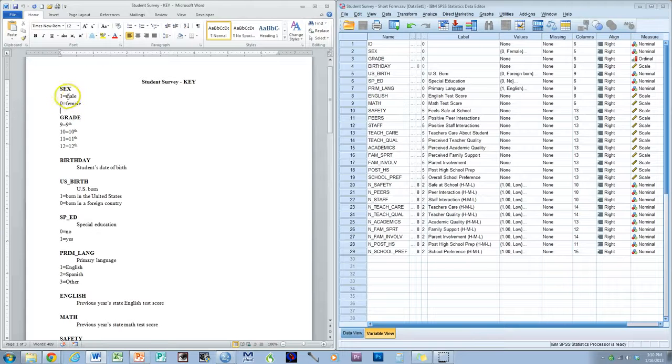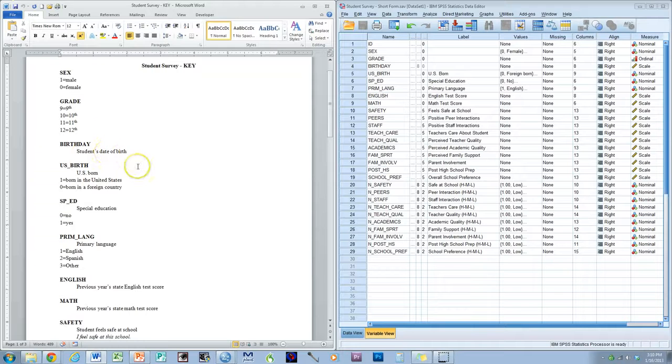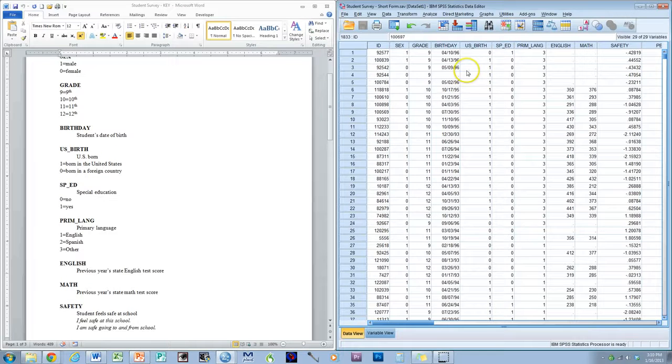So sex is coded, 1 is male, 0 is female. The grades are just 9, 10, 11, 12, so they're high school kids. The birthday is pretty self-explanatory. Then we get to some of these. So U.S. birth, basically if they have a 1, that means they were born in the U.S. A 0 means they were born in a foreign country. So this first kid was born in a foreign country. Most of these in the U.S., foreign, foreign, foreign, U.S., and so forth.